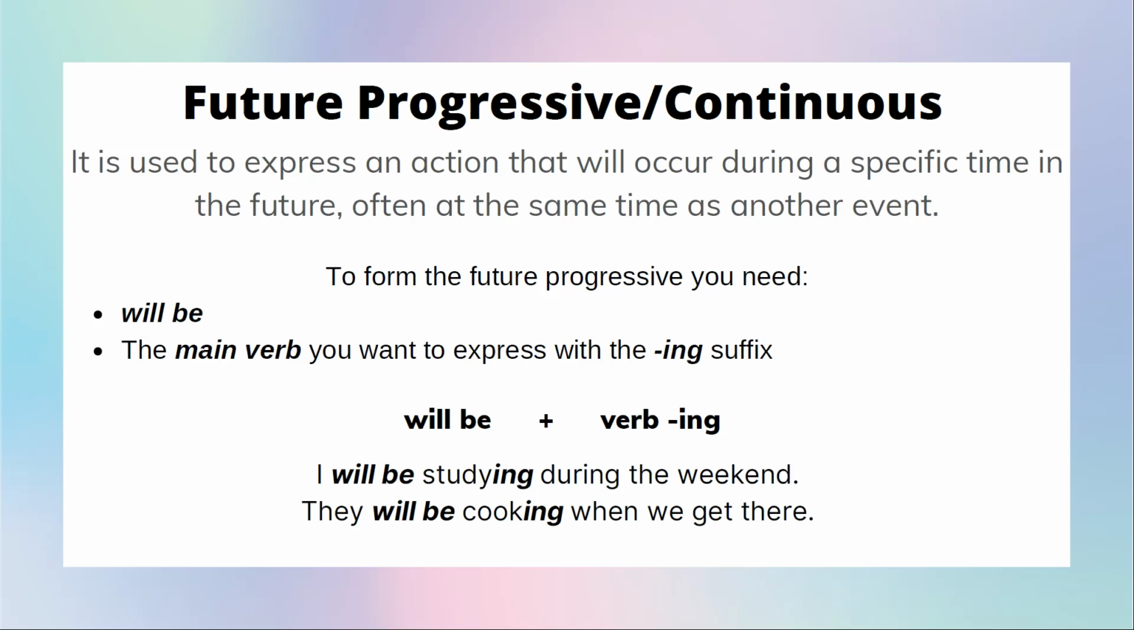Another use of the future progressive is to express an action that will occur often at the same time as another event in the future. And the example for this is they will be cooking when we get there. So the action is cooking. And the other event is that somebody will get there. So these two actions are happening in the future and at the same time.